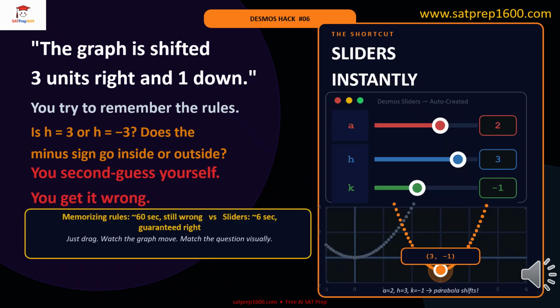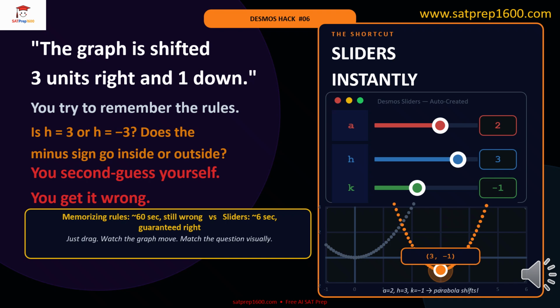Here's a scenario every SAT student knows. You see the graph is shifted 3 units right and 1 down. Suddenly you're scrambling. Is h equal to 3 or negative 3? Does the minus sign go inside the parentheses or outside? You second-guess yourself, you burn 60 seconds, and you still get it wrong.